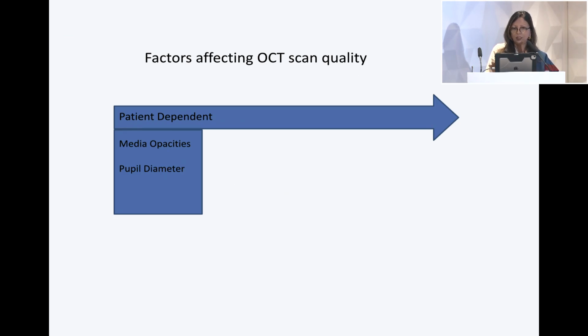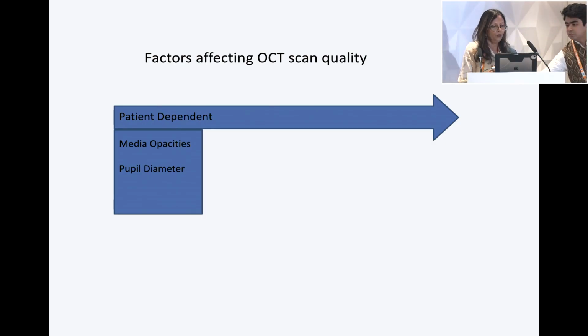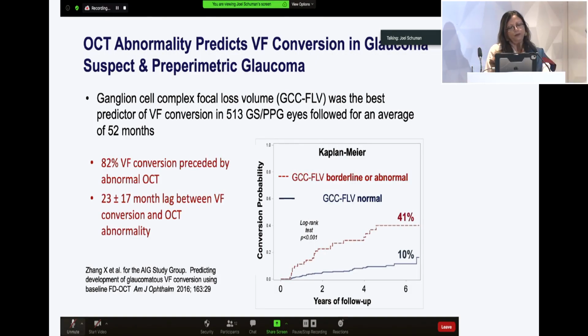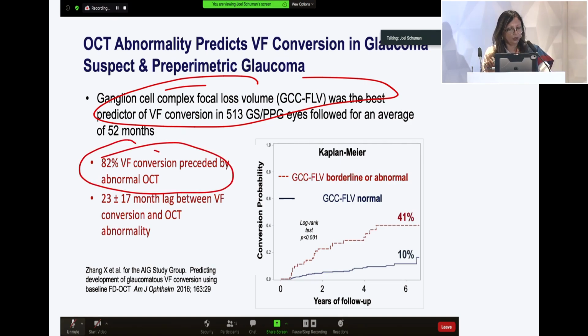I'm sorry, this has actually gone back. So anyway, the factors affecting, that was a screen which I wanted to show you from Dr. Joel Schuman, one of the makers of the OCT. Can I go back on this screen? In which he actually said that ganglion cell complex focal loss volume was the best predictor for visual field conversion, and 82% of the visual field conversion preceded an abnormal OCT.